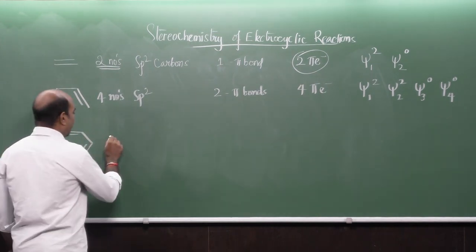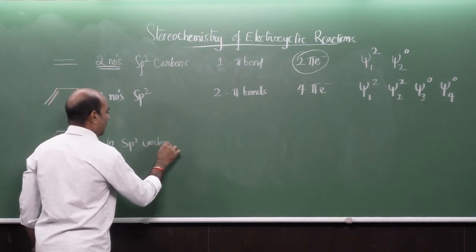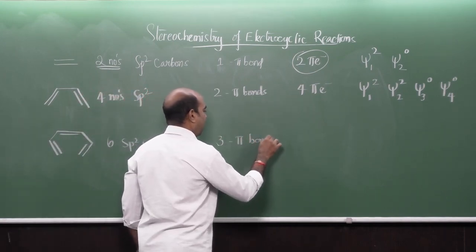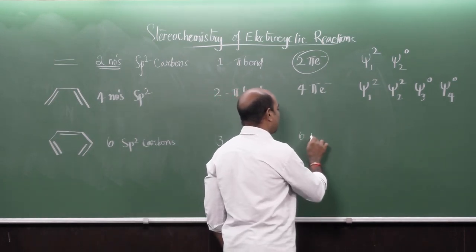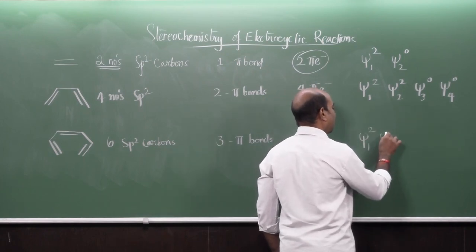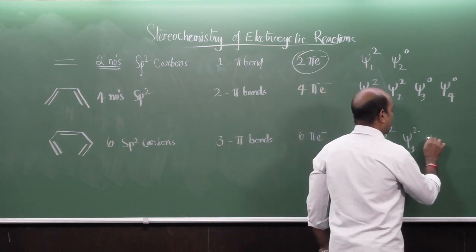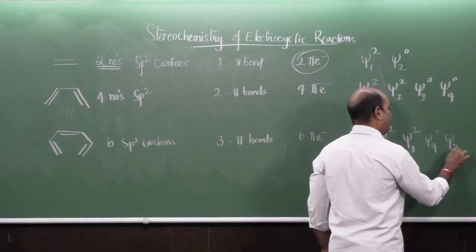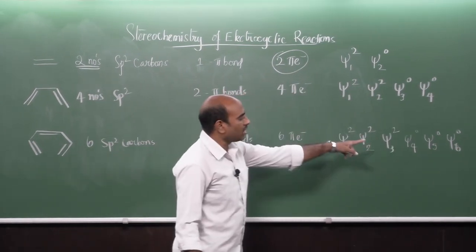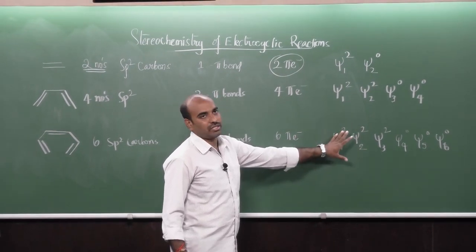So if it is hexatriene and six carbon atoms are there, six sp2 carbons are there, right, and three pi bonds are there and six pi electrons are there. So what happens to the configuration? Psi1 will take two electrons, psi2 two electrons, psi3 two electrons, psi4 zero, psi5 zero and psi6 zero. So six pi molecular orbitals are there, and the filling up of electrons is this way.